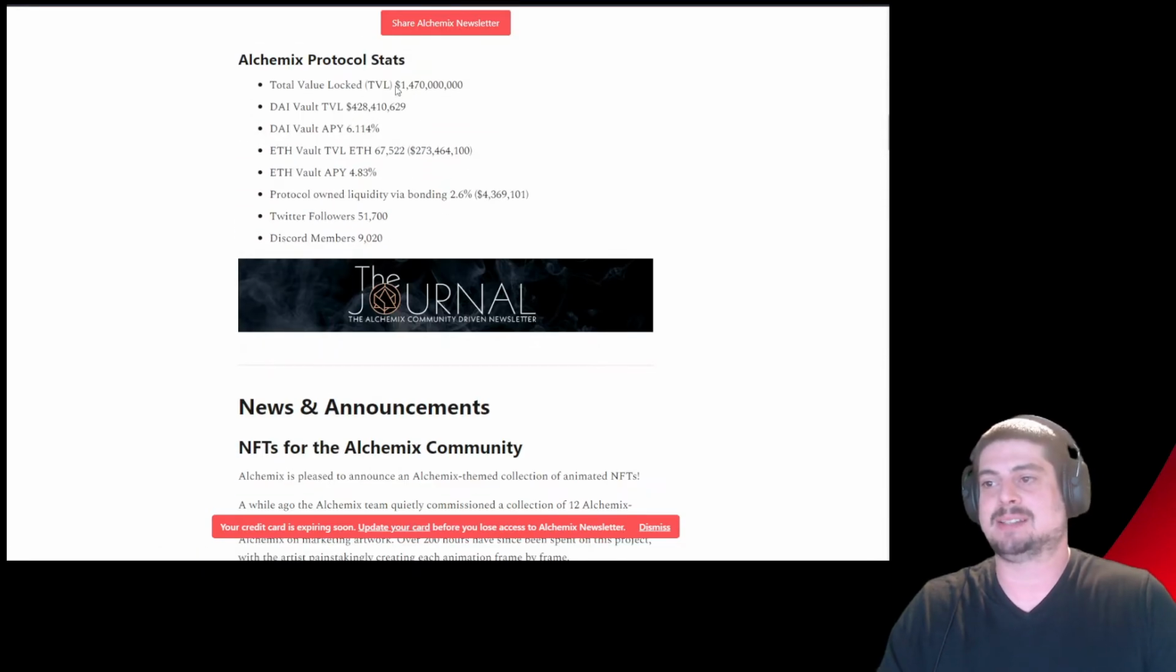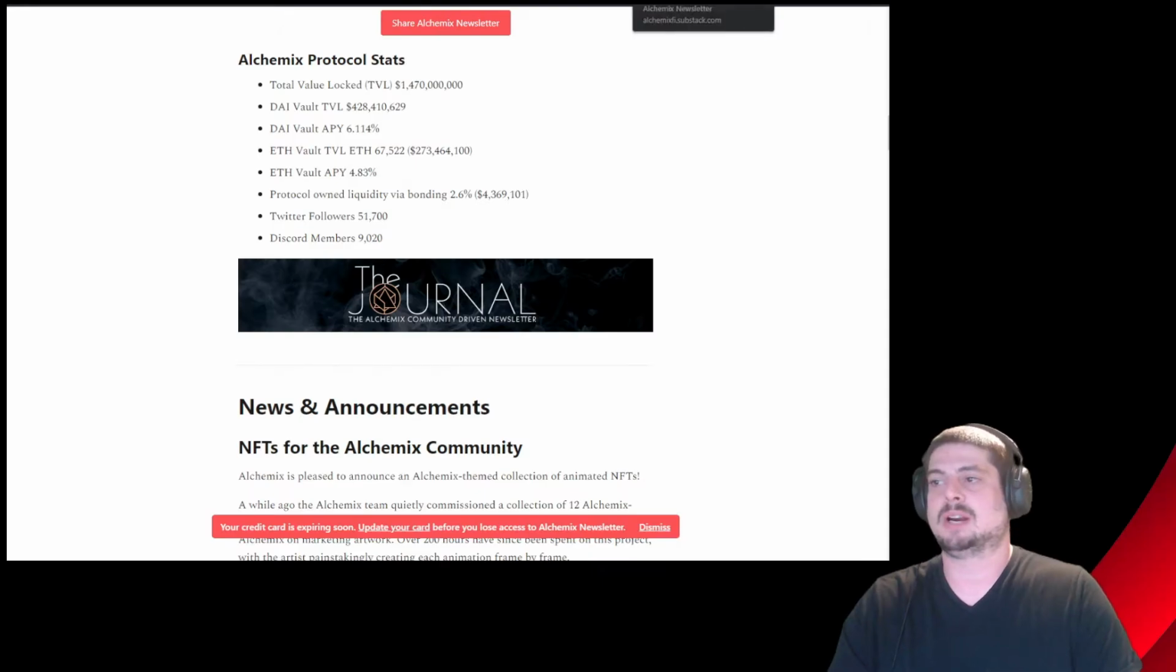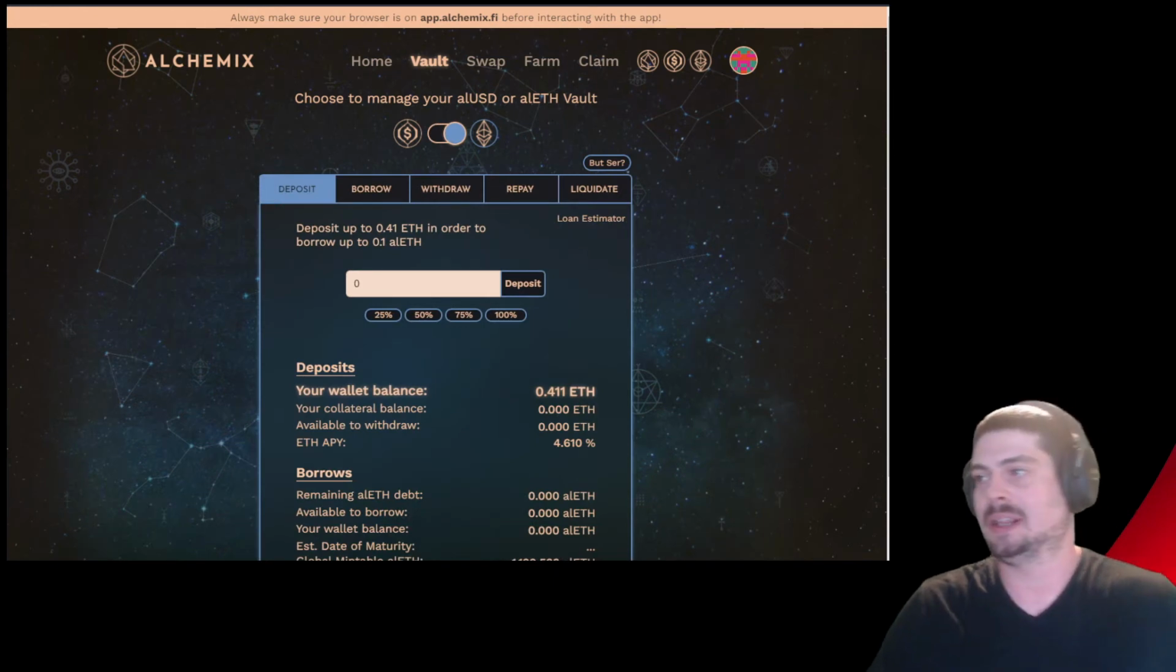Alchemix protocol stats. Total value: $1.47 billion is locked up in Alchemix currently. The DAI vault alone for stablecoins holds $428 million in DAI right now. And the APY, 6.14%. I believe since writing that has actually dropped. It is down to 3.755%, 4.6% for ETH as we speak.